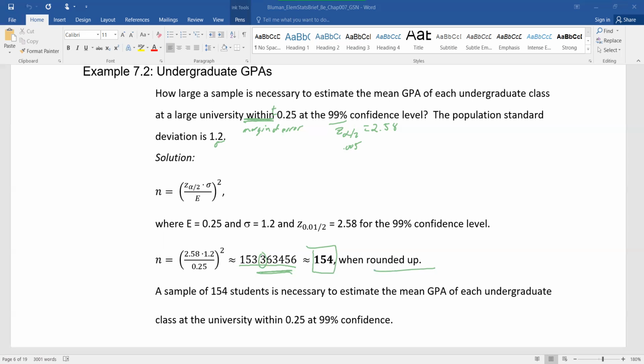So again, you need 154, but yeah, round up would be a good true false question. Any questions on how to utilize this equation? So if you're trying to find your sample size, you need these 3 things. Without them, you don't have enough information. Another true false question, or maybe just a multiple choice: doesn't have enough information.